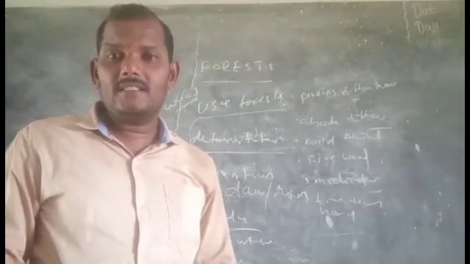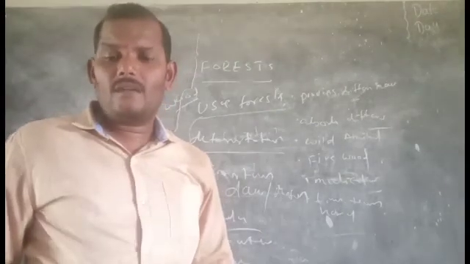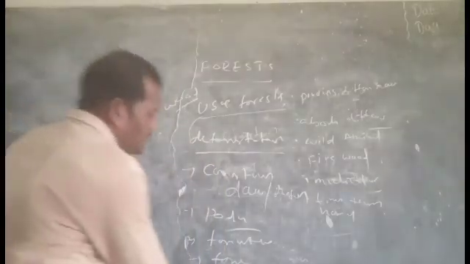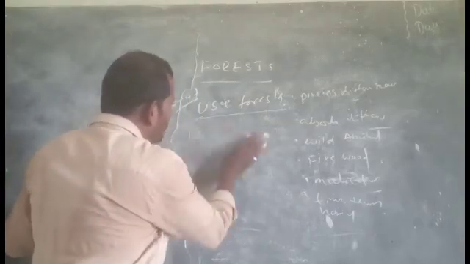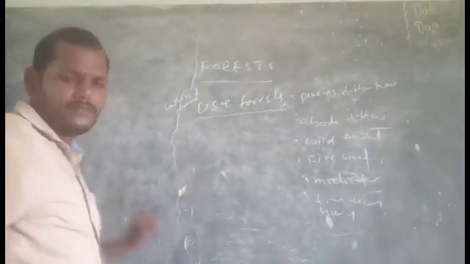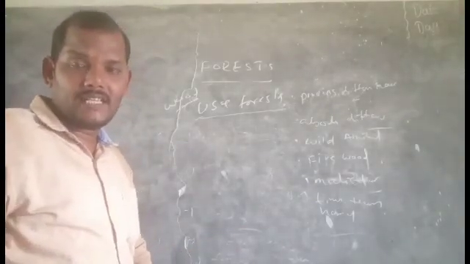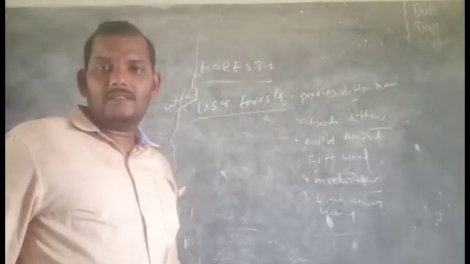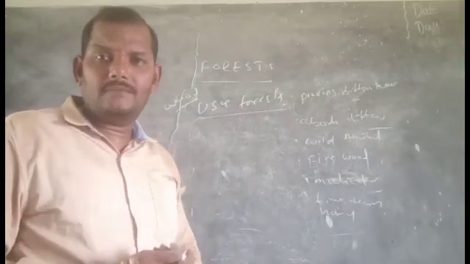What are these? First of all, environmental problems. What are the effects of deforestation? Environmental problems. That means the forest helps in reducing pollution. But if there is no forest, pollution is increasing on the earth. And there is no raw material. Day by day we cut the forest. How can the raw material be available?